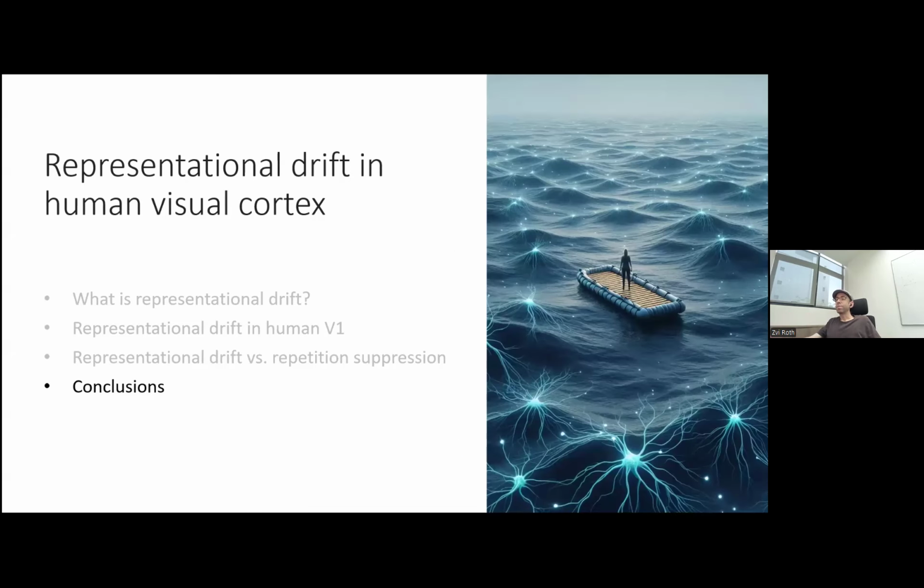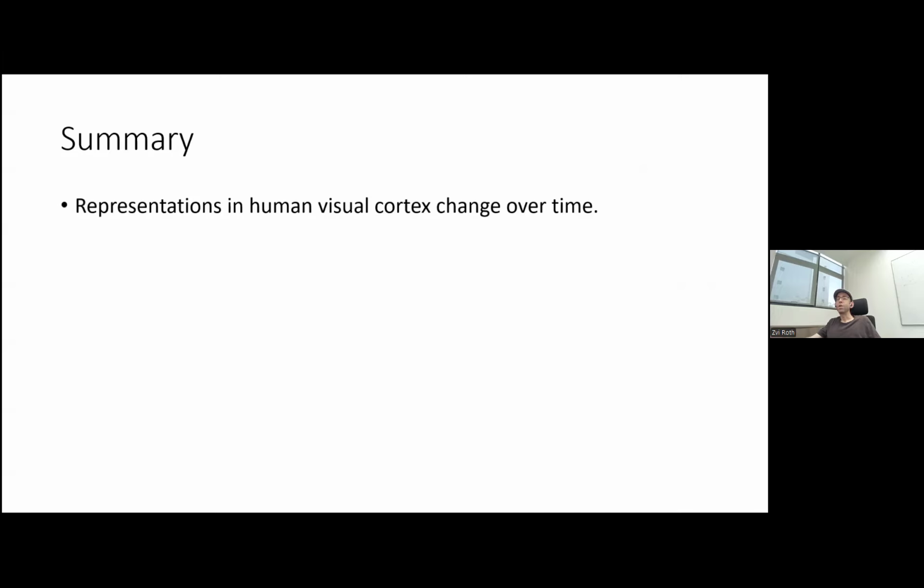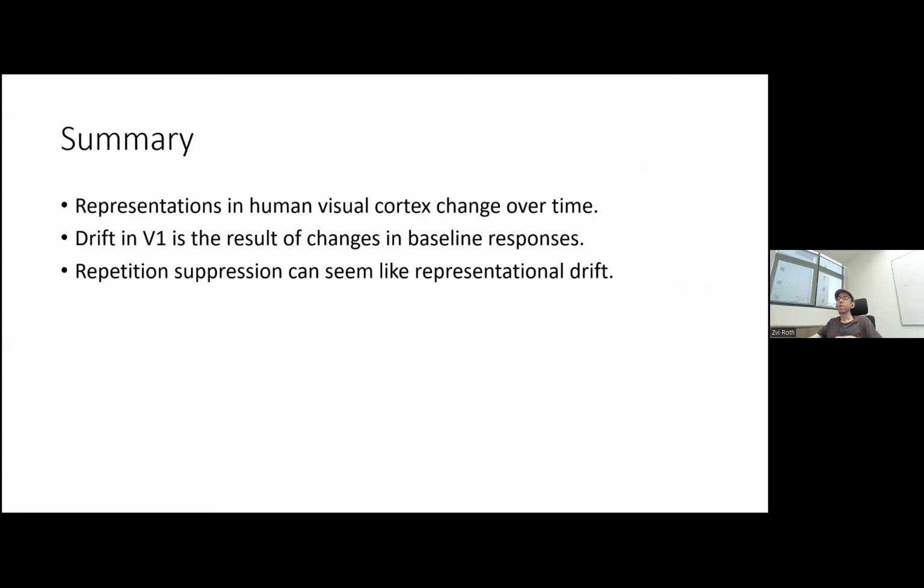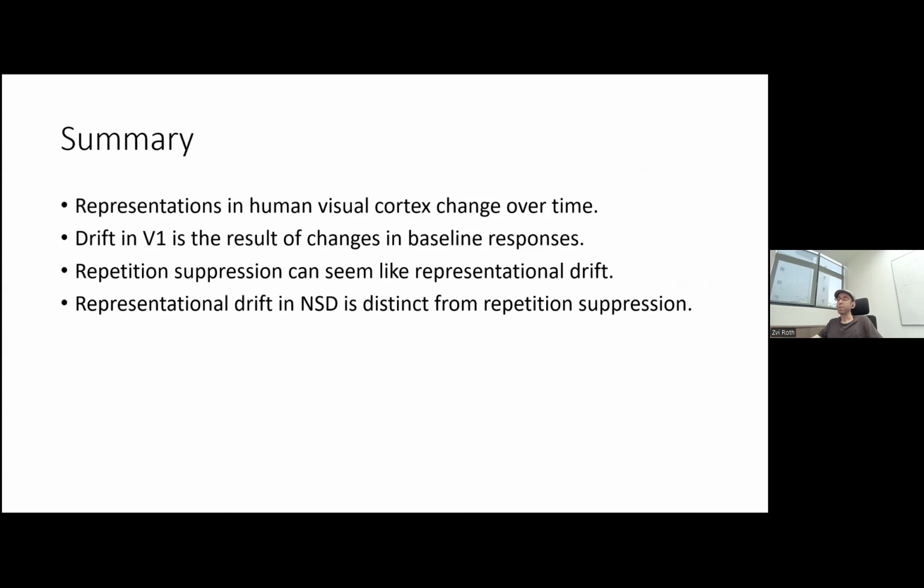So to wrap it up, we saw that representations in human visual cortex change over time. We saw this in the natural scenes data set and also in separate disjoint partitions of that data set. And we saw evidence of drift to a certain extent also in the THINGS data set. And we saw that the drift is the result of changes in baseline responses. We also saw that repetition suppression should be considered seriously in studies of drift, even when using our approach of model cross-validation. Nevertheless, we were able to identify representational drift that cannot be dependent on repetitions, since we saw it when using data with no repetitions.